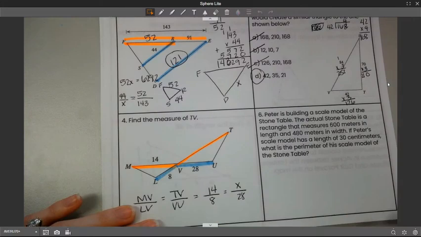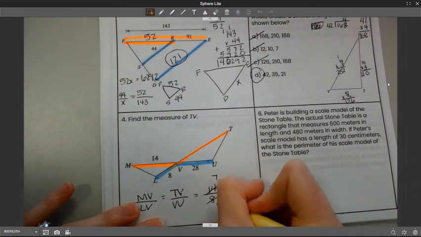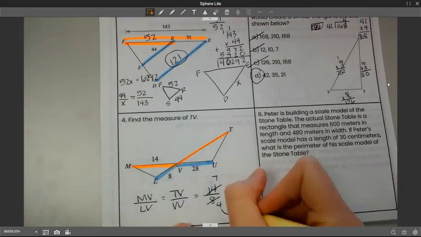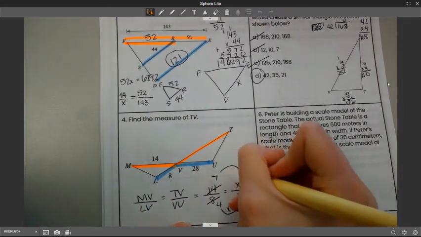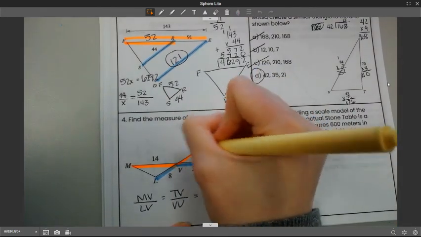So I'm going to simplify this because I can. I can divide both these by 2, so this is 7 and this is 4. I can go from 4 to 28 by multiplying by 7. So I'm going to multiply by 7 on the top, so TV is 49.